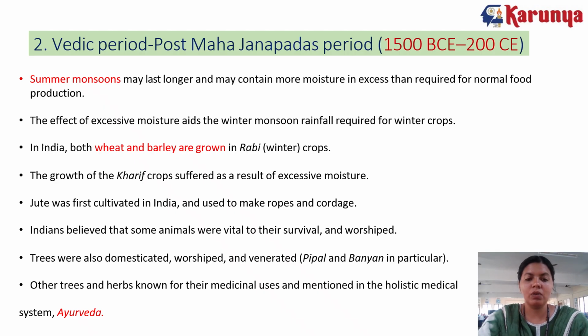And two types of crops were grown: rabi crops, which are grown in winter, like wheat and barley, and kharif crops, which are grown in the rainy season, like rice and millets. Jute was also cultivated and used for rope making and other purposes. And people believed that animals and trees were sacred, and trees like the peepal tree and banyan tree were worshipped by the people. And many medicinal plants were used in Ayurveda, the ancient Indian medical system. This period shows the close relationship between agriculture, nature, and culture.